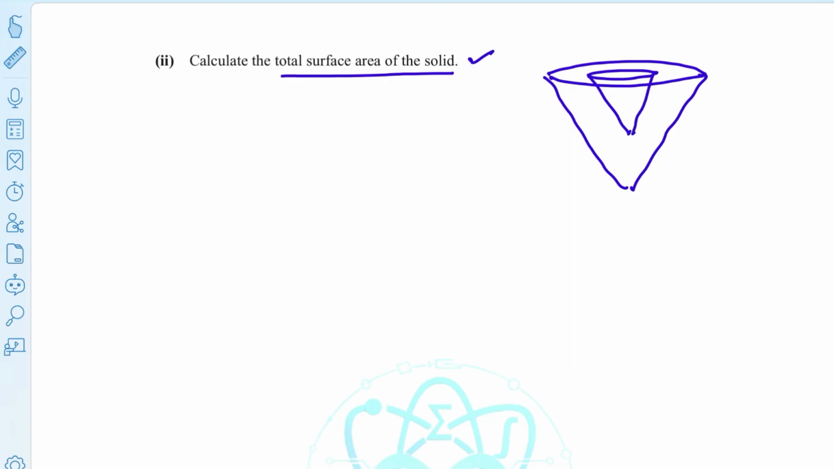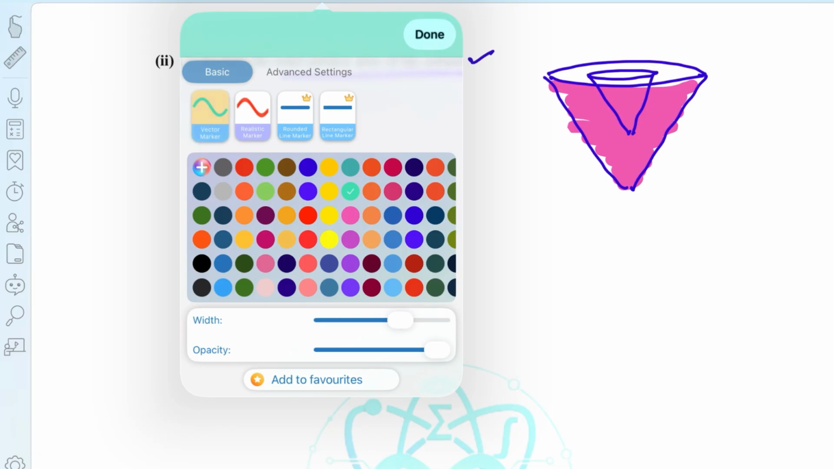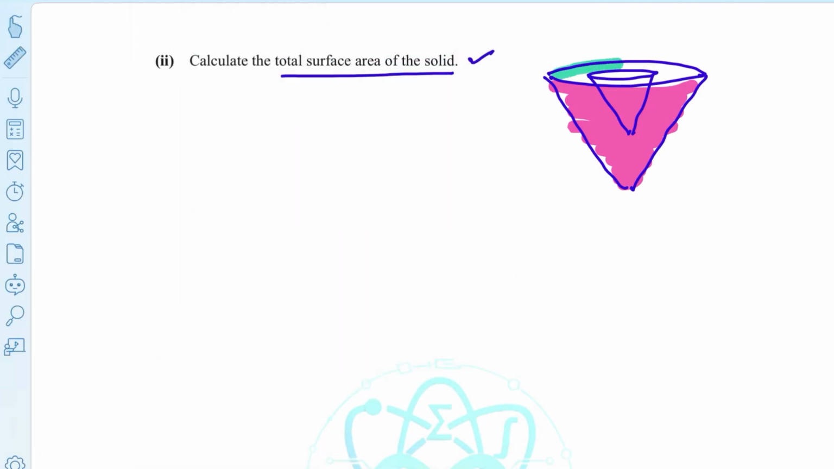When I'm trying to find the total surface area, it means I have to find the curved surface area, the outer part of the larger cone. You can see here, that is the first part. And the upper part, the circular one, is removed.